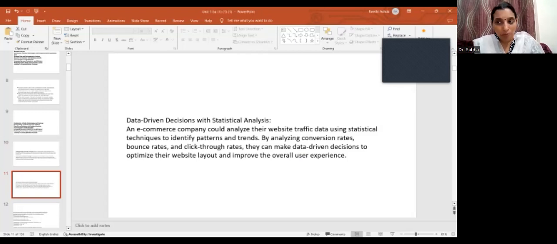Can you simply analyze the data? Definitely not. You should have some statistical knowledge to analyze the data. You should use some statistical methods to analyze your data. So data-driven decision has statistical analysis underlying it. An e-commerce company could analyze their website traffic data, using some statistical techniques.